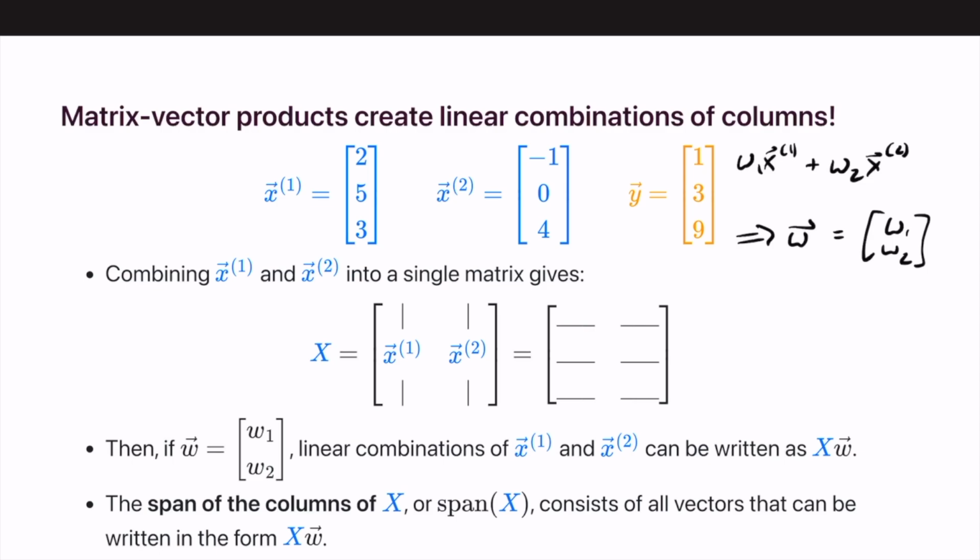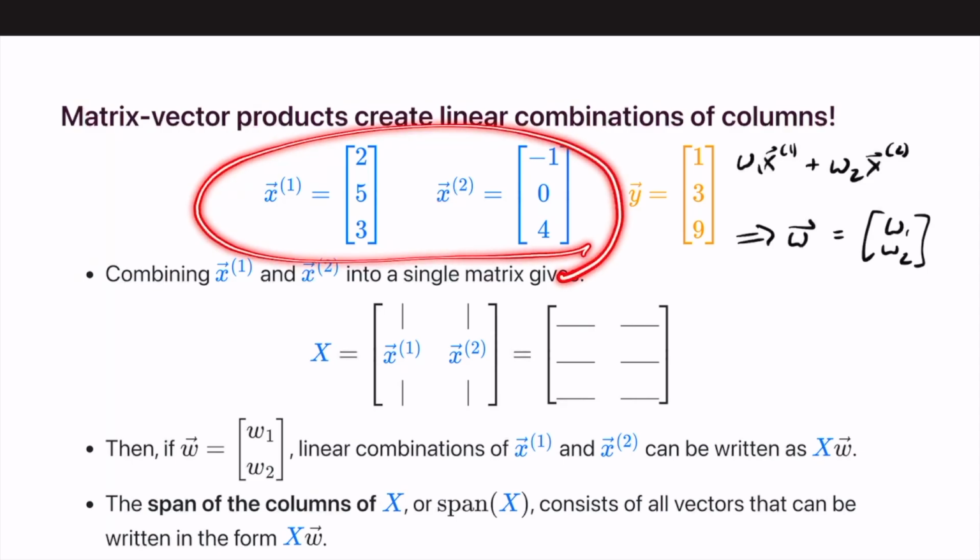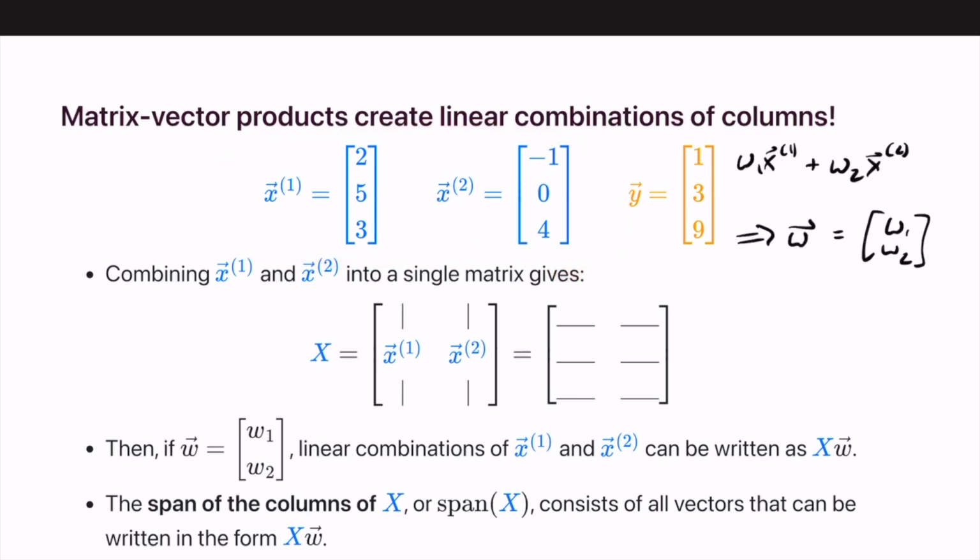And we can kind of package these x1 and x2 and put them into a single matrix. So this is nothing new, exactly what we've seen. This would be 2, 5, 3, -1, 0, 4. And just to make it extremely obvious what's happening, we're now expressing this span of x1 and x2 as just a single matrix X.